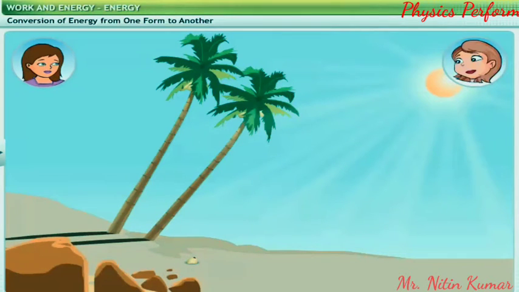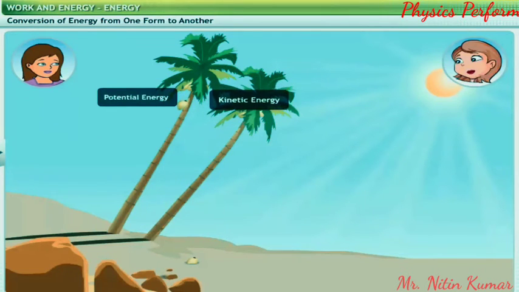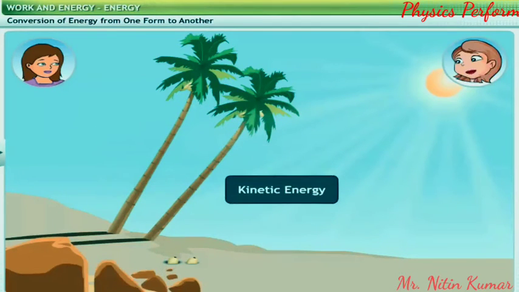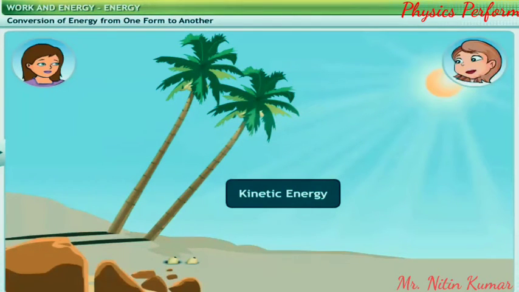You said the work was done by kinetic energy. But then, what happened to the potential energy of the coconut when it dropped down? The potential energy got converted to kinetic energy as the coconut gained velocity during its fall.